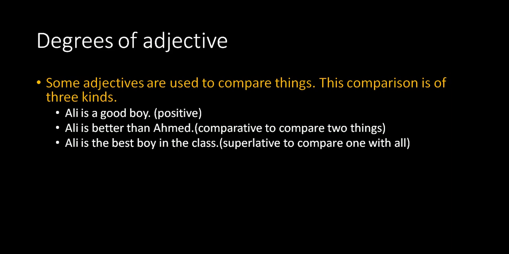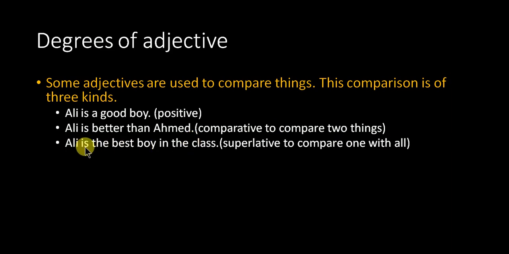For example, if you say Ali is a good boy, you see we have not compared Ali with anyone. Simply we have said Ali is a good boy. So this is called positive. Ali is better than Ahmed. In this example, we have compared Ali with Ahmed. So better is the second degree of good, or comparative degree of good. This is called comparative degree, to compare two things.